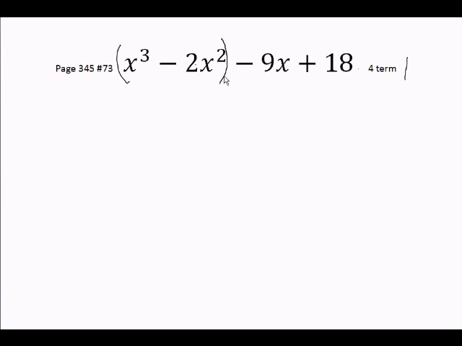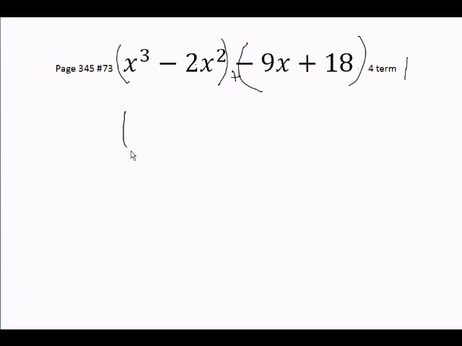Step 1, put parentheses around the first 2 terms. Put parentheses around the second 2 terms. This is a -9, so that negative has to be inside the parentheses. Since they're adding and subtracting, make sure there's a plus sign between them.